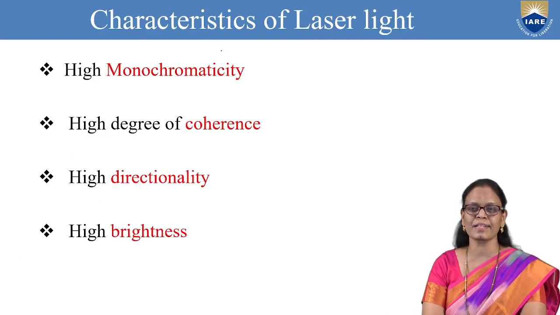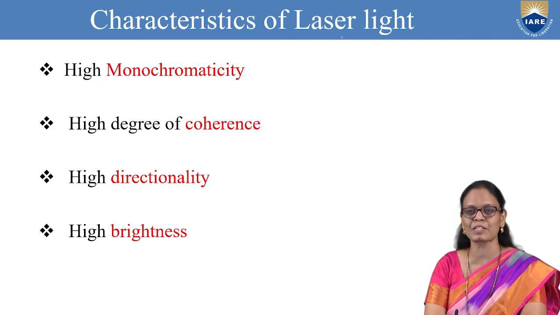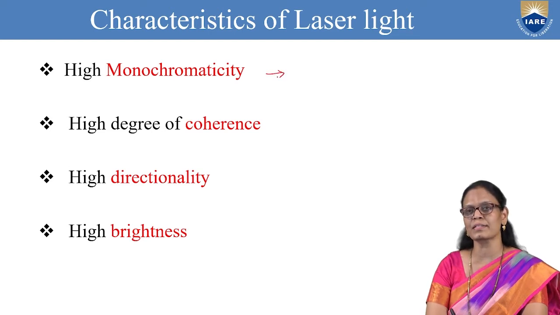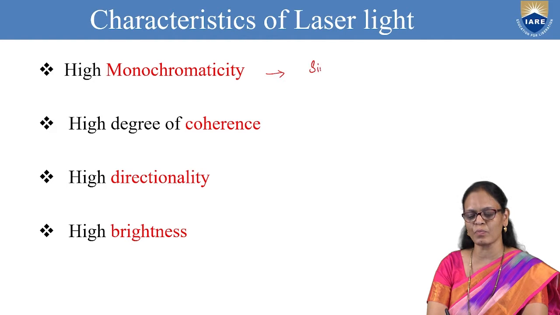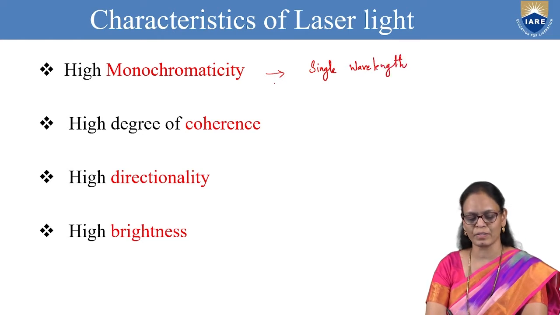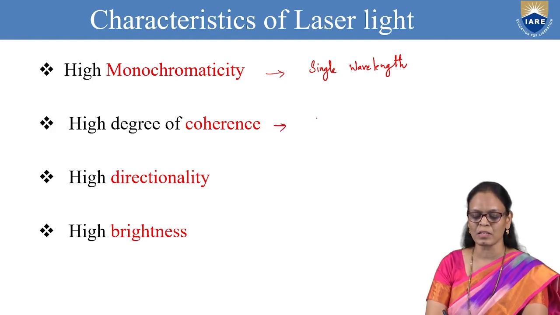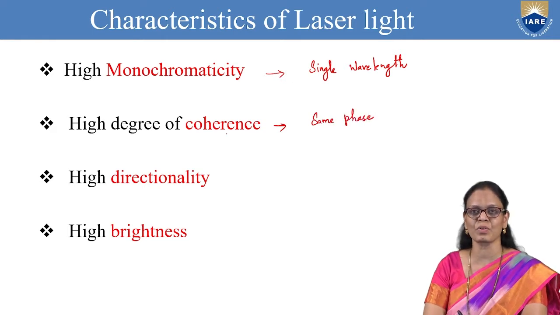Now, the characteristics that make the laser light very special: first is high monochromaticity. Mono is related to single, chromaticity is related to color. So, light of single wavelength. Laser light means it is light of almost a single wavelength. Then it has a high degree of coherence. Coherence here means same phase. They have the same state of vibration. So we say it has a high degree of coherence.